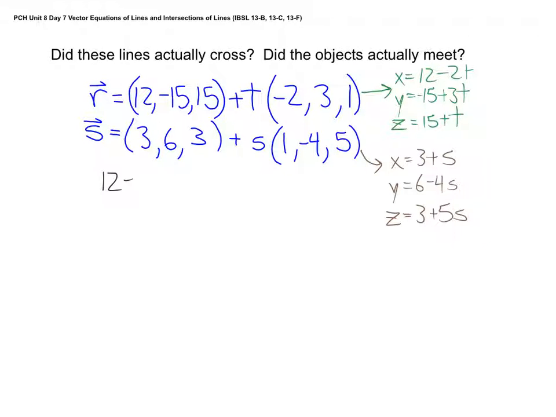So 12 minus 2t has to equal 3 plus s. And z, 15 plus t has to equal 3 plus 5s. Okay? So we solve our system of equations, right? Go ahead and take a second and solve that. And here, by the way, you do need to get both s and t. We'll see why in a sec.